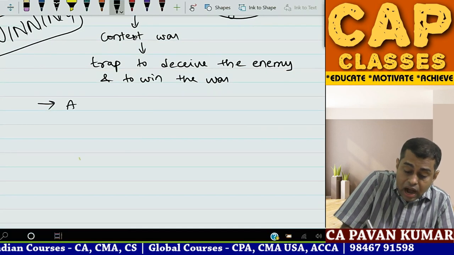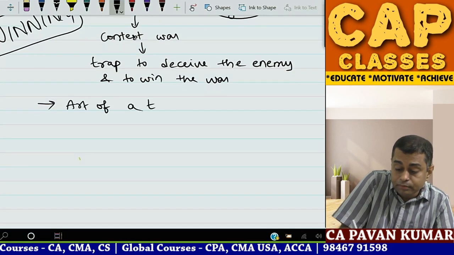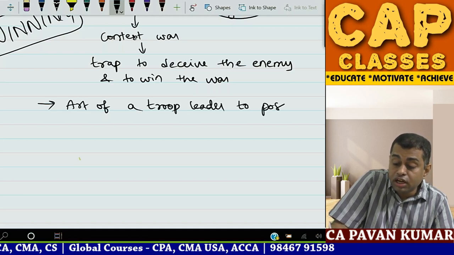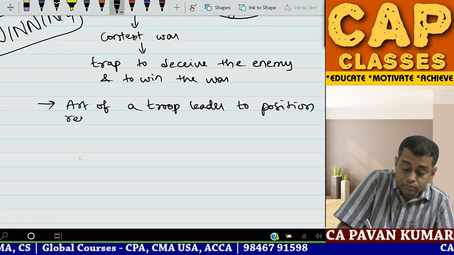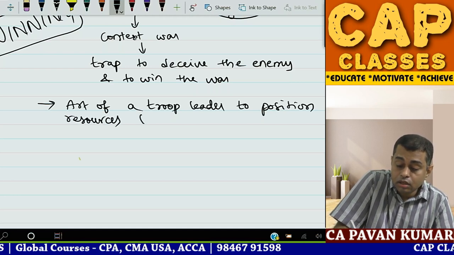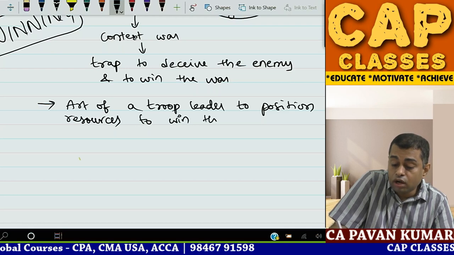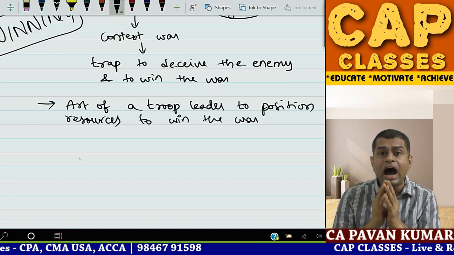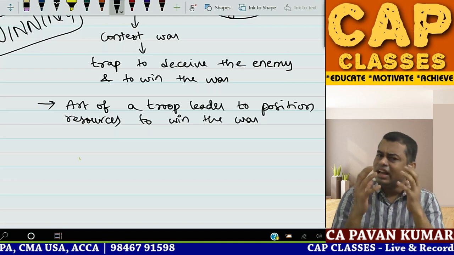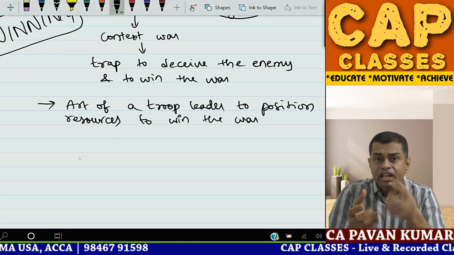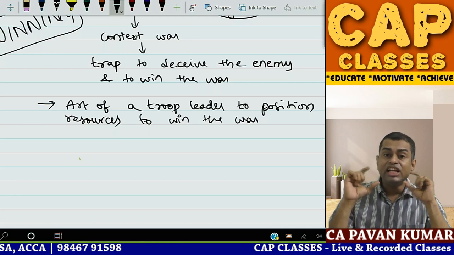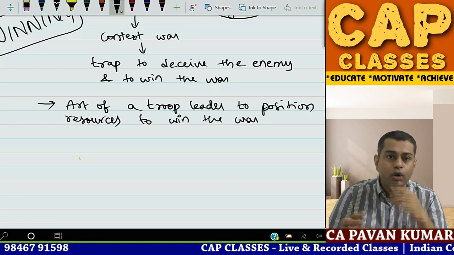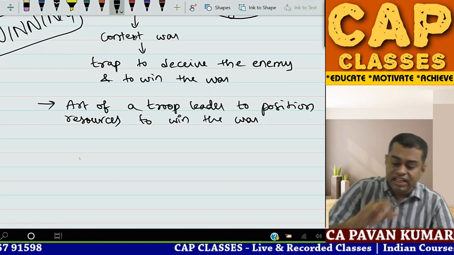Strategy refers to the art of a troop leader to position resources to win the war. For example, you look at any film, any movie in the context of war, they will do arrangement of soldiers in a form, no? That is called Padma Vyuha, that is called Chakra Vyuha. So originally strategy came from there.